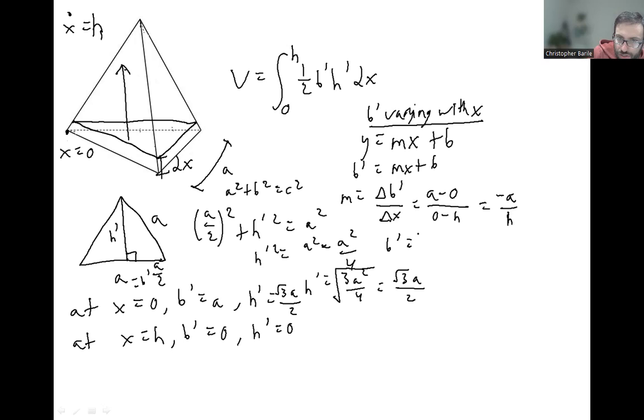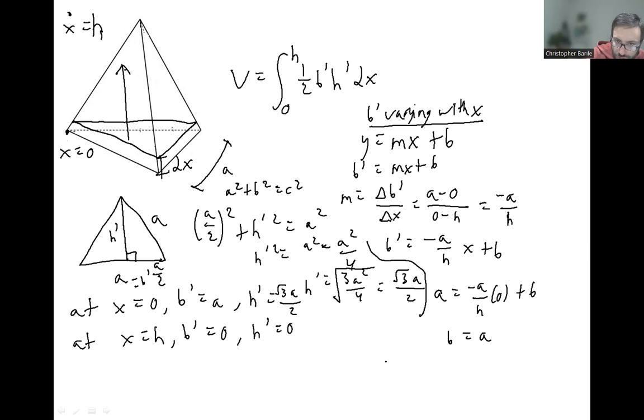So now we can plug that into our expression up here, now that we know our slope. So b prime equals negative A over H x plus b. Sorry, I'm running out of room here, so I'm just going to block this portion off. So now we just have to plug in a point. Probably the easiest point is when x equals 0. When x equals 0, b prime is equal to A. We plug that in there: negative A over H times 0 plus b. And so that just tells us that b equals A.